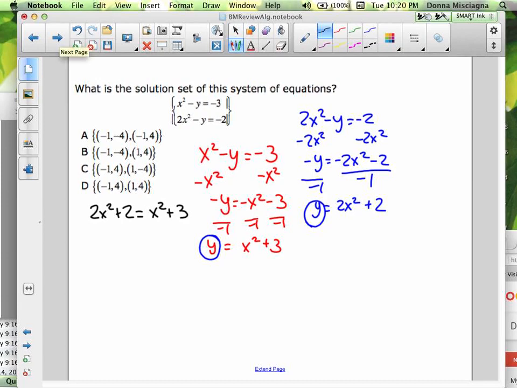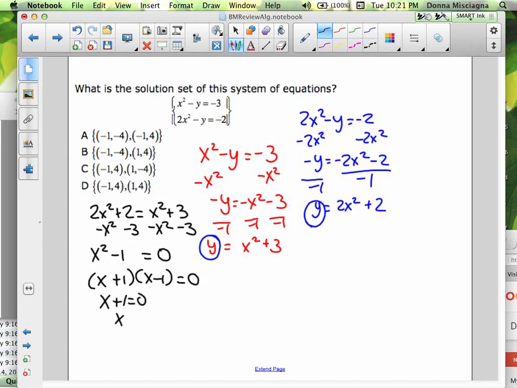All right, move everybody to one side. So we're going to subtract the x squared and subtract the 3. So we have x squared minus 1 equals 0. This is a difference of squares that factors into (x plus 1)(x minus 1) equals 0. Our two solutions: if x plus 1 is 0, x is negative 1; if x minus 1 is 0, x is 1. So there we have our solutions.